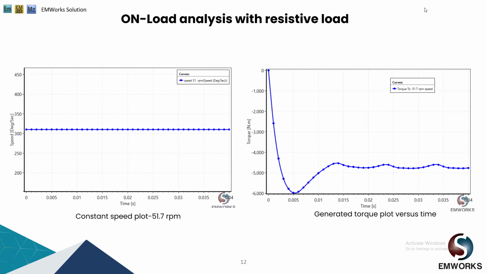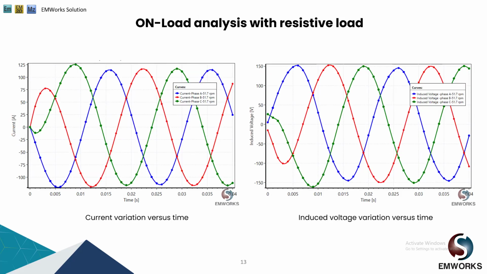As the partial load is connected at the stator terminal of the generator, we have a torque around 4700 Newton meter. Next, we have current variation versus time and the terminal voltage versus time. So, based on the load connected at the stator terminal of the generator, the current has been induced in the stator winding, and we can see its peak magnitude for each phase is around 120 amperes.